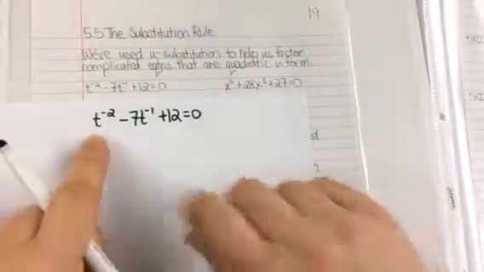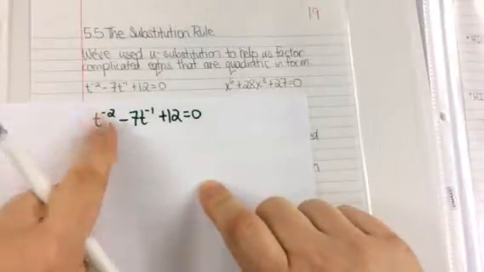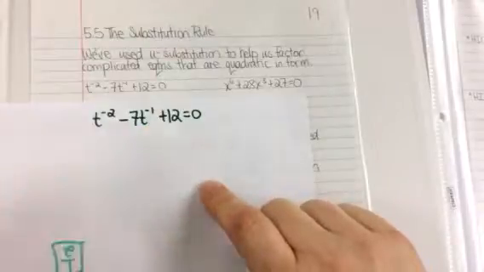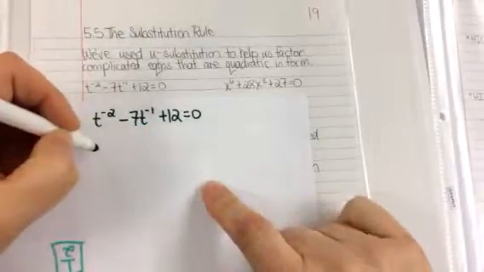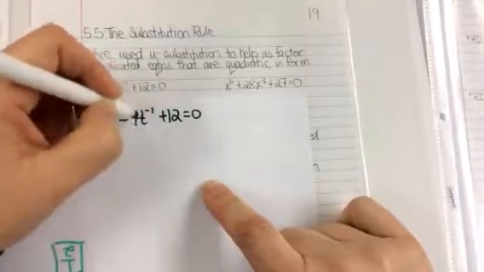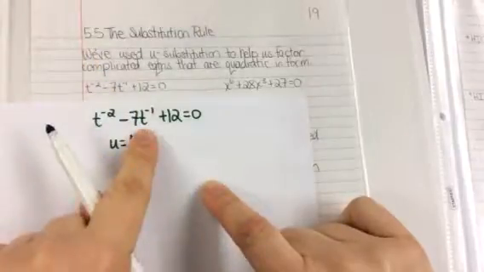I hope you can recognize that this is quadratic in form, meaning this term has something from this term being squared, right? So when we use U substitution for this, we know we want this to be like a u squared and this to be a u. So we would say our u is t to the negative 1. We want that to be our u.